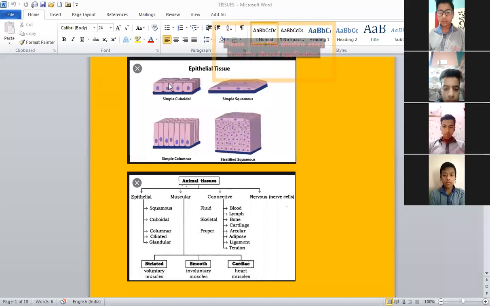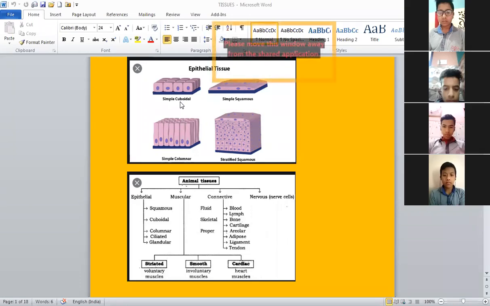Then it works as a barrier also. Epithelium forms an effective barrier and separates different body systems. Then exchange of material, permeability, it shows permeability also. Then absorption of water and nutrients also. Sometimes it acts as a secretory substance also. So first we'll study the structure and function of different types of epithelial tissue. First of all, we'll study about squamous epithelium.